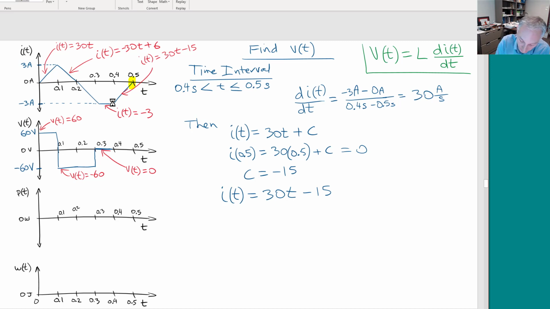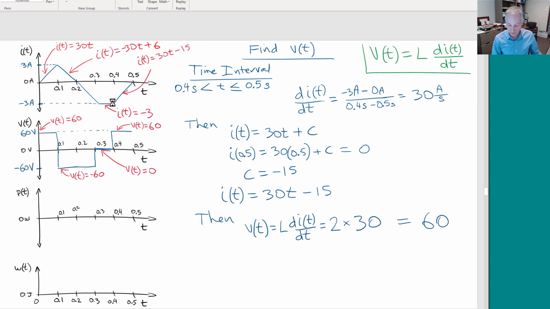At 0.5 seconds, that graph is equal to 0. So when we plug 0.5 into the equation, we know it's going to be equal to 0. We can solve for the constant, the y-intercept, as minus 15. Then we can just plug that in, and we have our line. So i(t) is 30t minus 15. That's labeled right up here, and that line segment is right here.